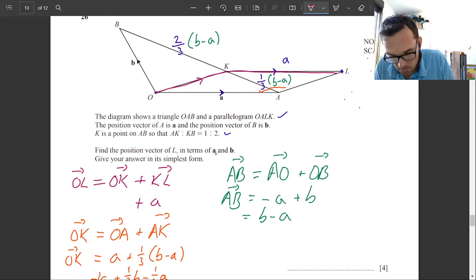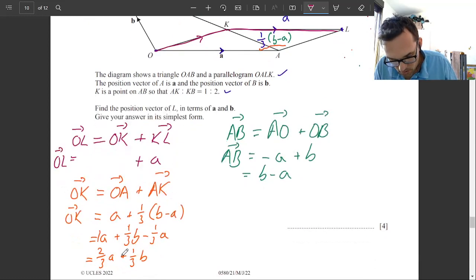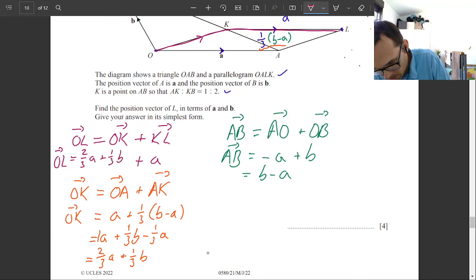So we're back over here. We want to know what's the position vector of L. So that's OL. So we just need to put OK in there, which was 2/3 A plus 1/3 B, which we worked out down here.